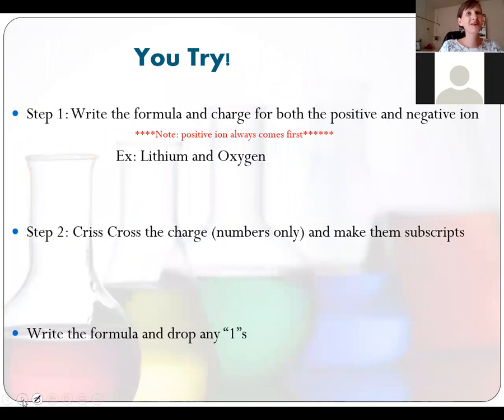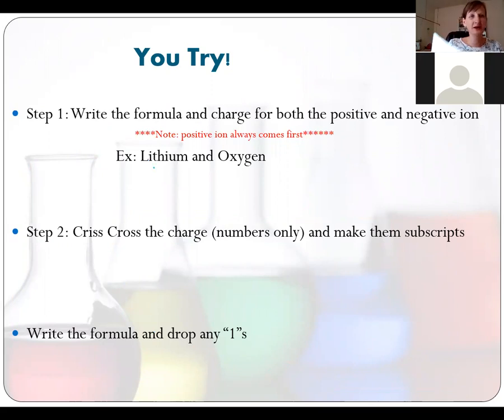All right, so your turn to try. Go ahead and pause this and take a moment to figure out the formula and the name of the compound between lithium and oxide. And when you're ready, just unpause it and I will show you the solution.